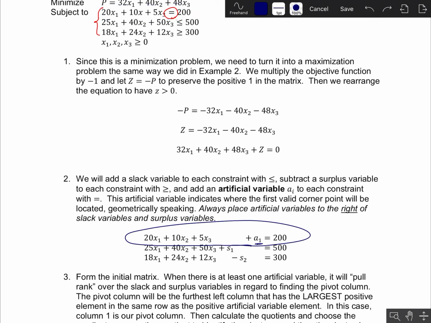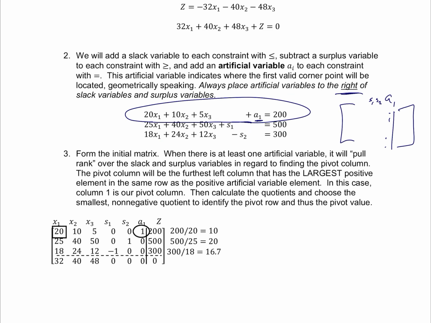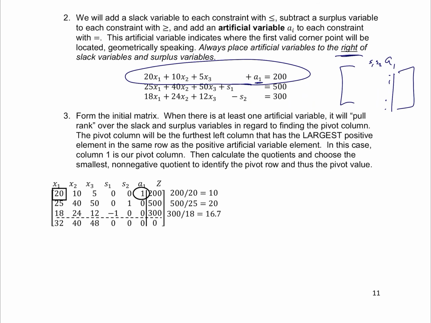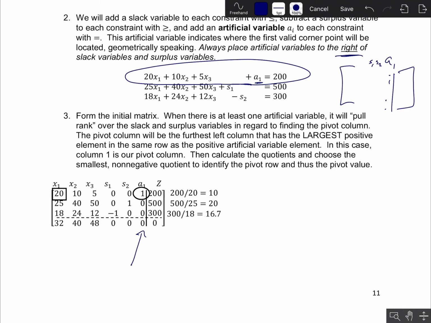So we'll add an artificial variable, and the artificial variables will always go to the right of the slack variables and surplus variables. So whenever we build our matrix, the artificial variables will come over here to the far right, past all of the slack variables and so on. So we will look at building this matrix using this artificial variable, and then we'll talk about how to pivot using these artificial variables. So the initial matrix will look like this. The only new thing is that your artificial variable will come over here to the far right.